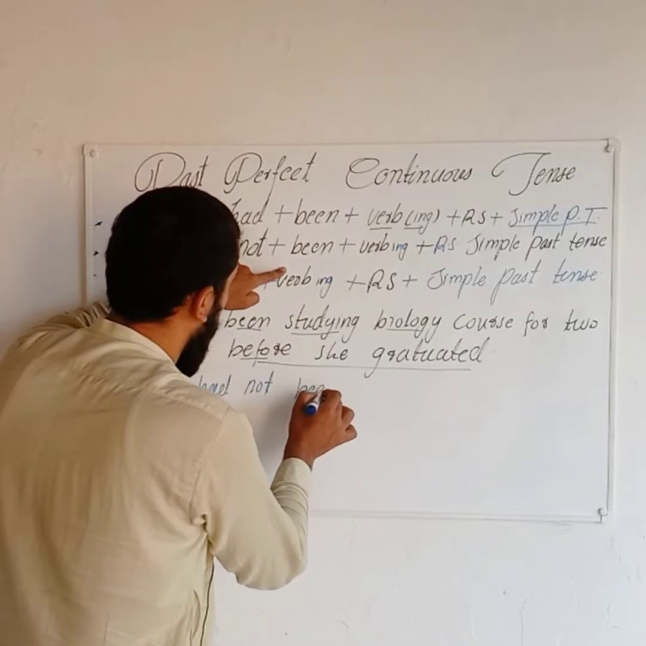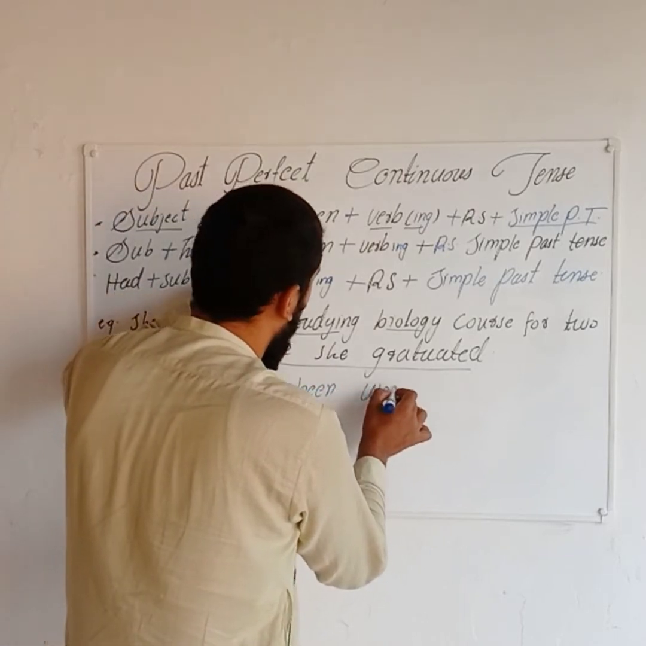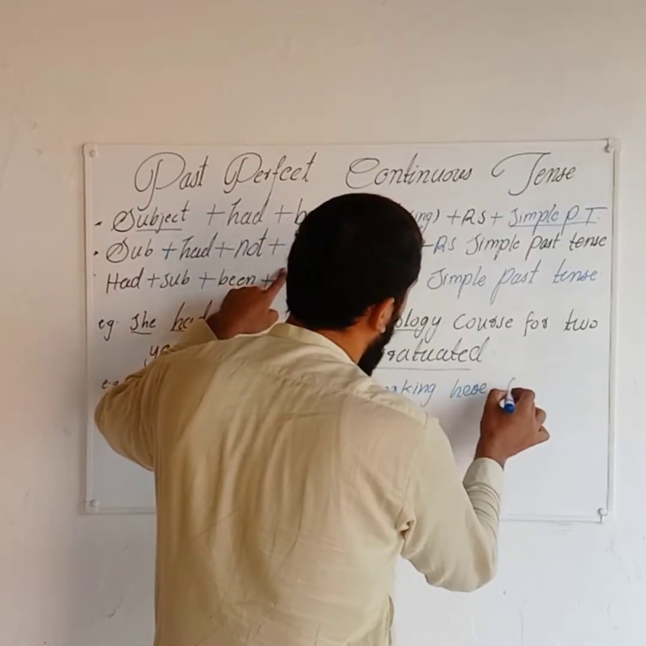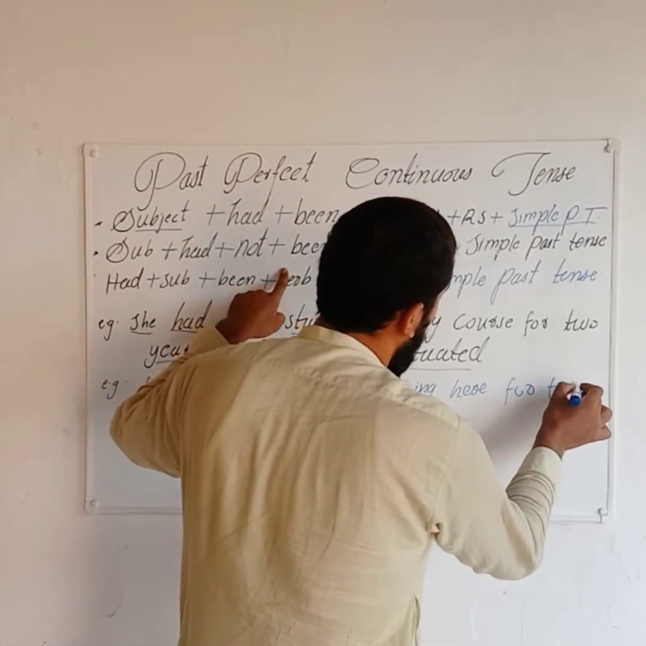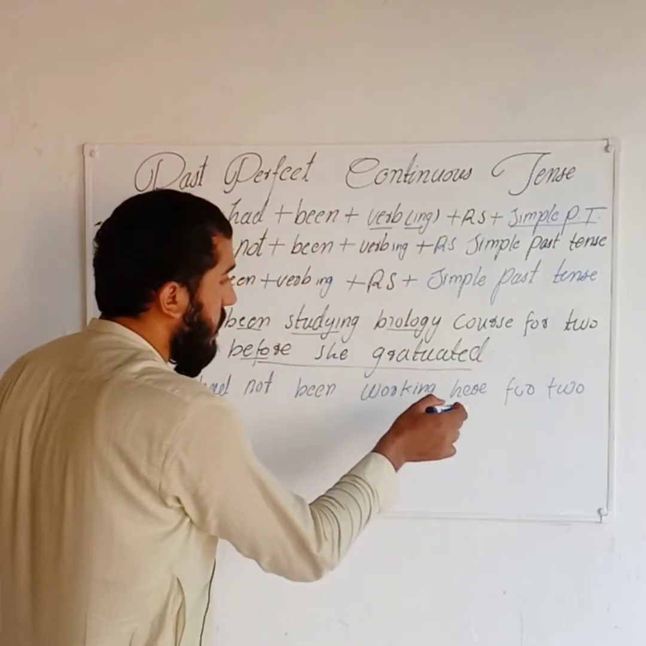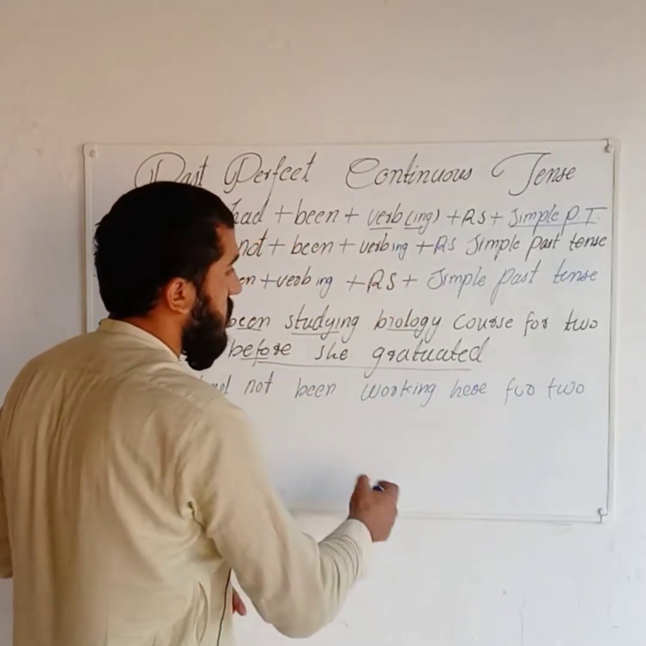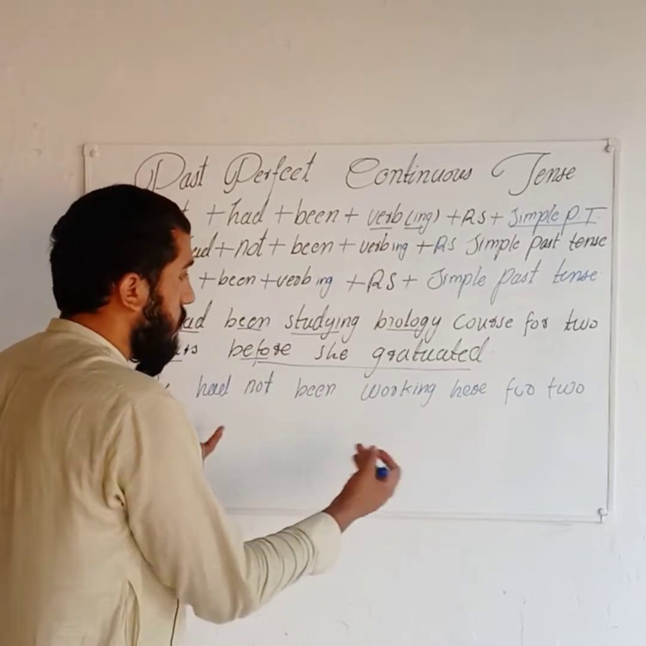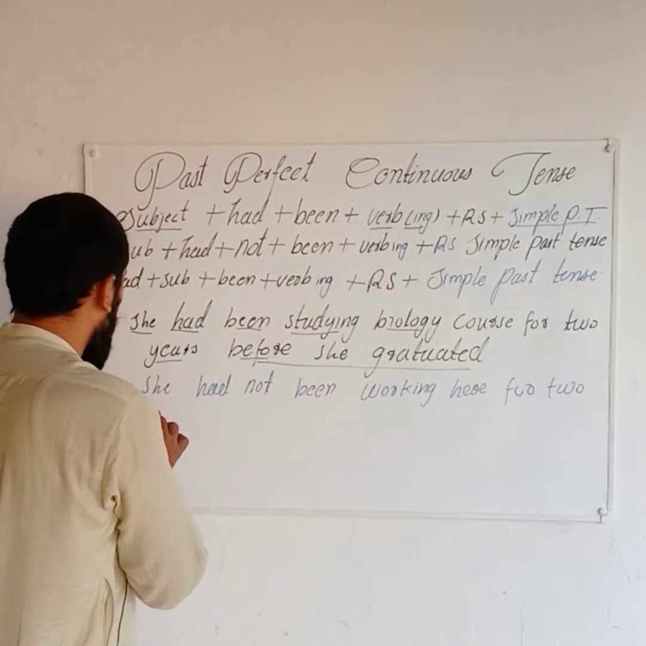been working here for 2 years or for 3 years. We should always use "for", because here we are going to talk about the time. For 2 years or for 2 months.